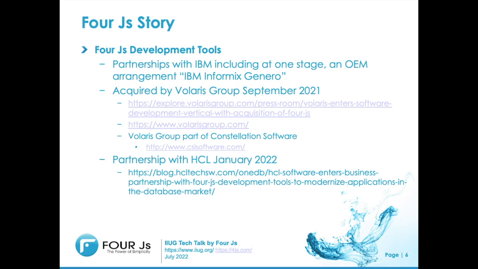The 4J story includes partnerships with IBM. During that time, you might have heard of IBM Informix Genero, which is where there was an OEM arrangement in place with IBM. During this time, there was improvement of the compatibility of our product with Informix 4GL, as we had access to the Informix 4GL QA tests. If you ask how compatible is Informix 4GL code with Genero, our compiler and runners had to pass the same QA tests as Informix 4GL did. So if you discover any incompatibility, you are doing something that these QA tests would not have uncovered.